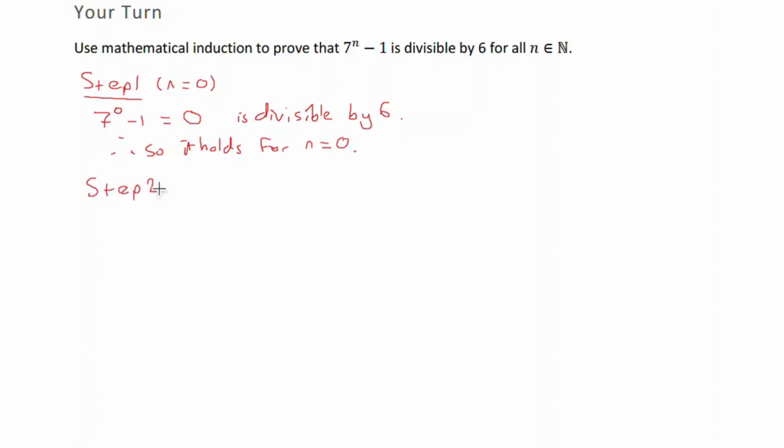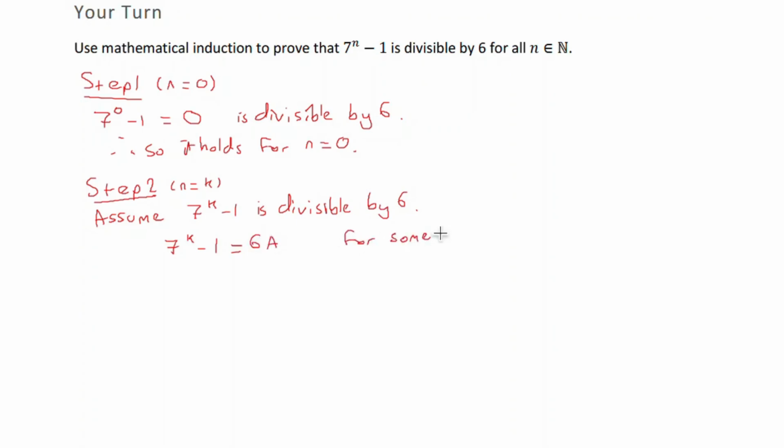Second step is our assumption when n is equal to k. Must write the word assume. So we're going to assume that 7 to the k minus 1 is divisible by 6. And that means that 7 to the k minus 1 is equal to 6a for some value of a in the natural numbers. We don't know what that value of a is, but that's what we're assuming.